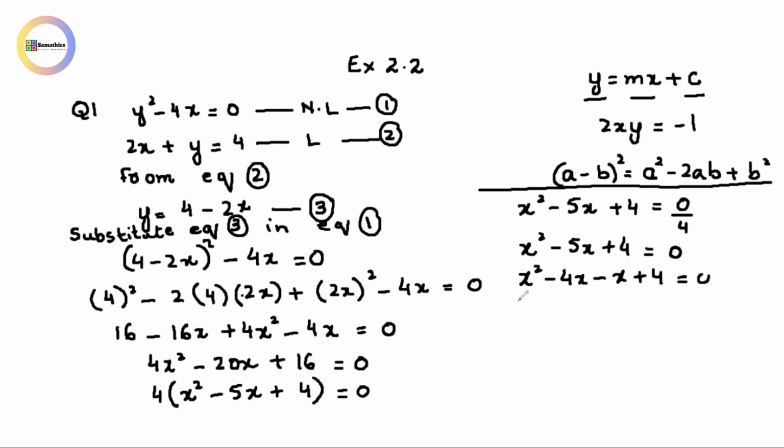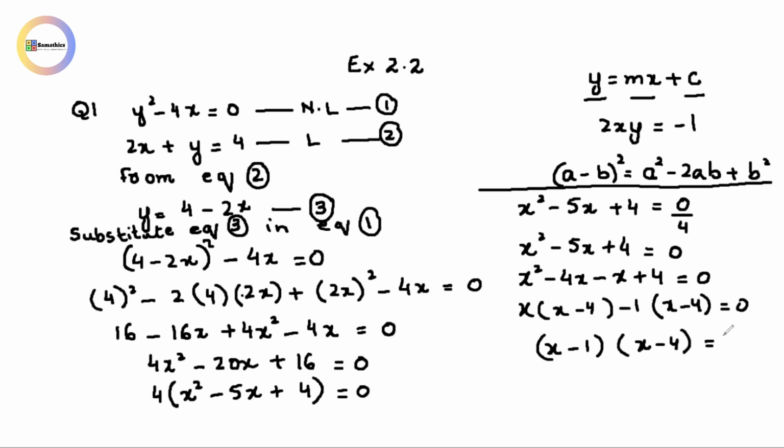Then we have x minus 4, minus 1 is common, and x minus 4. So we have x minus 1 and we have x minus 4. Then you will equate each factor to 0. So we have x is equal to 1 and x is equal to 4. So there are two values of x we have got: x is equal to 1 and x is equal to 4.